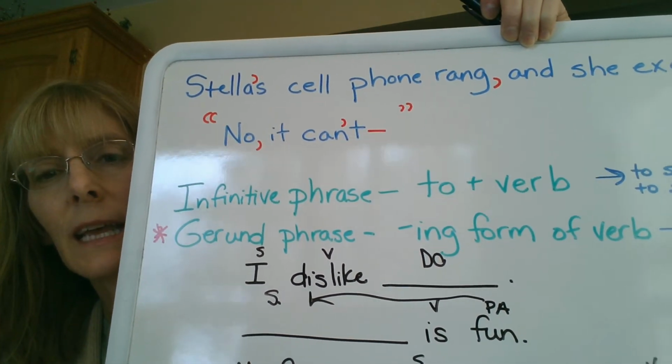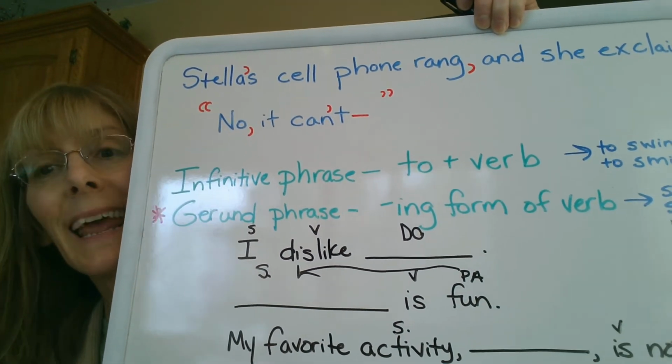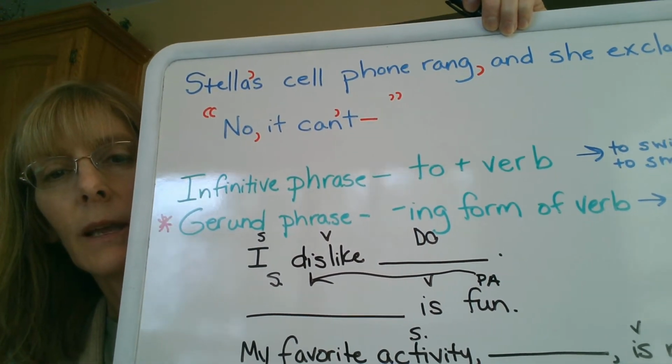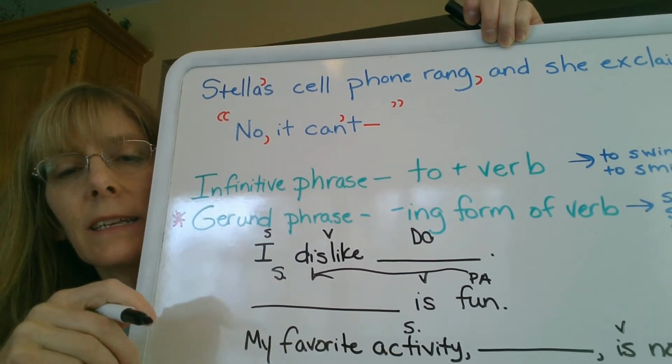I don't know what you're going to say. Laughing is fun. Playing basketball is fun. Okay, but you need your gerund phrase. It's going to be acting as a subject.